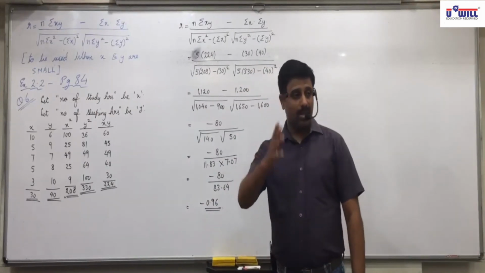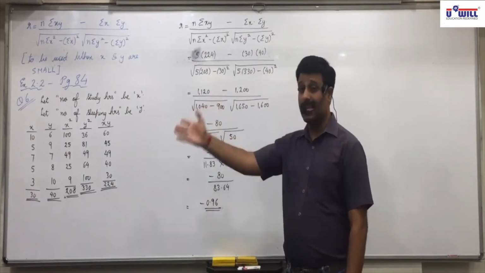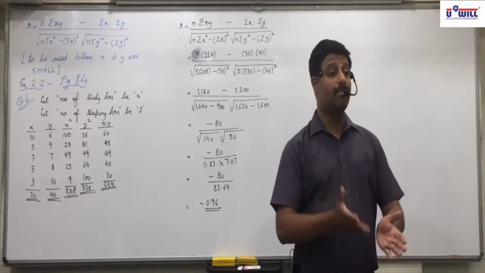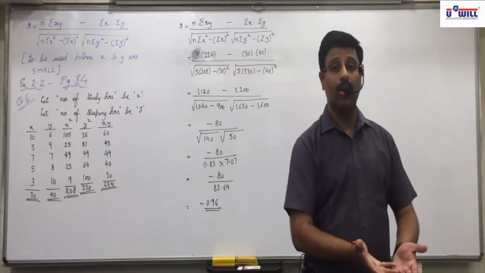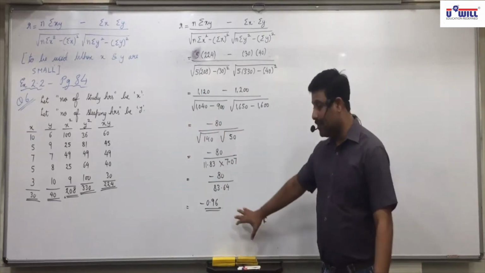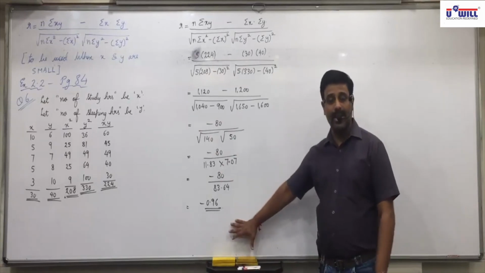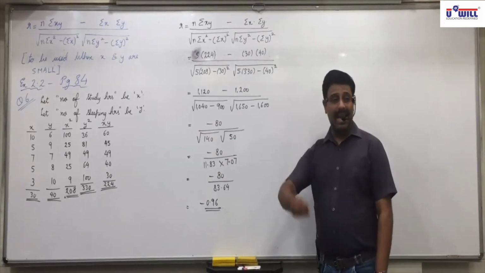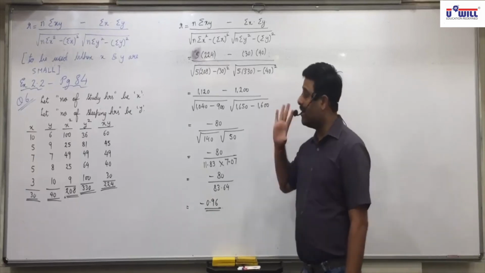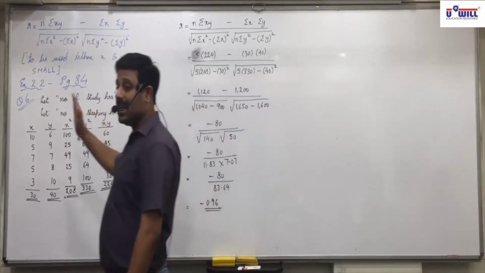And quite logical. Sleeping hours and study hours. You study for more hours, you'll sleep less. Negative correlation, inverse. High degree of negative correlation. Did everyone understand this? Just for knowledge, interpretation is not asked. But if it is asked, then this interpretation we would have written: that there is high degree of negative correlation between number of study hours and number of sleeping hours.